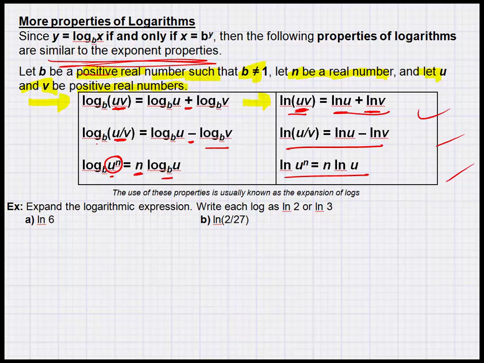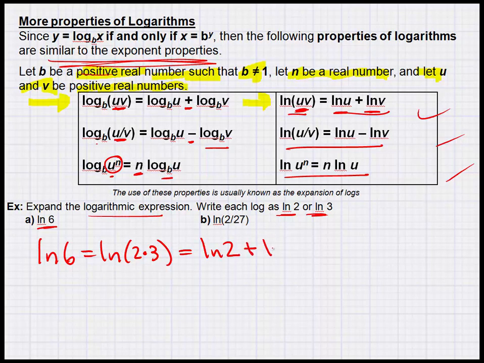So to start getting some practice with these, we look at this. Expand the logarithm expression natural log of 6 in terms of only natural log of 2 and natural log of 3. So what are we going to do? We're going to say, okay, natural log of 6 is equal to the natural log of 2 times 3. Well, that's a product inside the logarithm, so I can write that as natural log of 2 plus the natural log of 3. And now I wrote natural log of 6 in terms of natural log of 2 and natural log of 3.